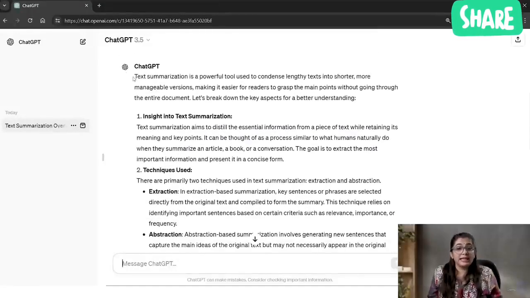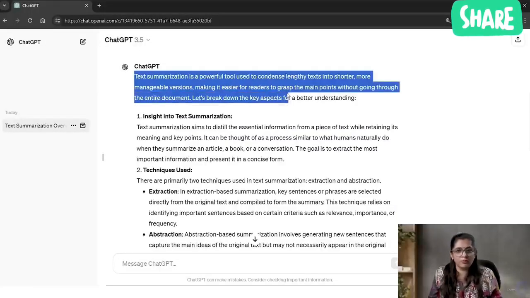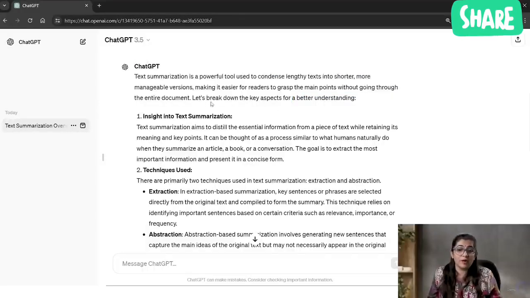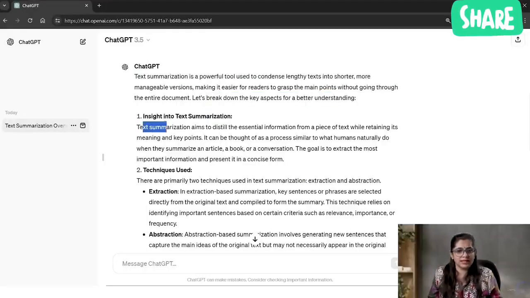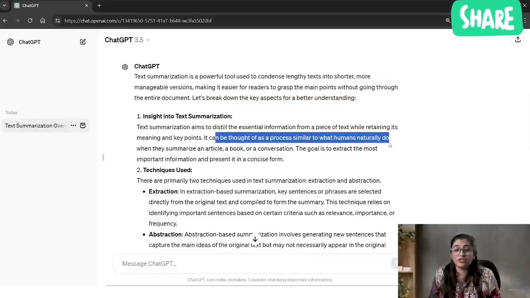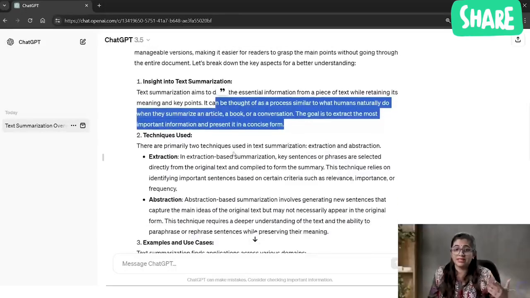So, it gives: text summarization is a powerful tool used to condense lengthy text into shorter, more manageable versions. It's basically taken what we have provided and given it as a definition, making it easier for readers to grasp main points without going through the entire document. Now, this is breaking our key aspects into better understanding. Insights into text summarization, where it tells that it can be thought of as a process similar to what humans naturally do when they summarize an article, a book, or a conversation. The goal is to extract the most important information and present it in a concise form. That's okay. That is the insight that it is giving.